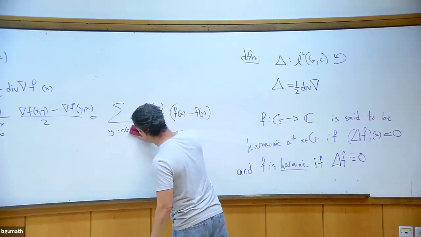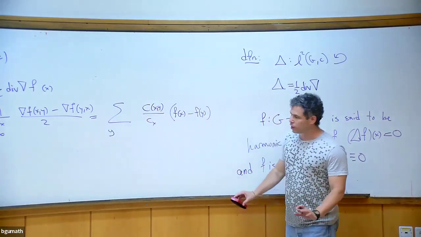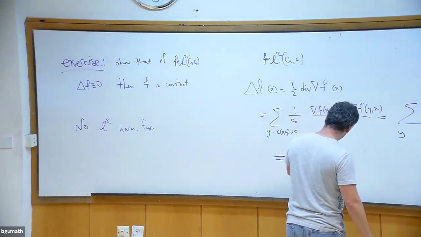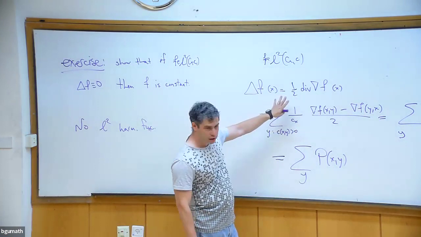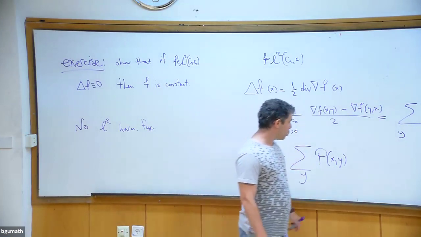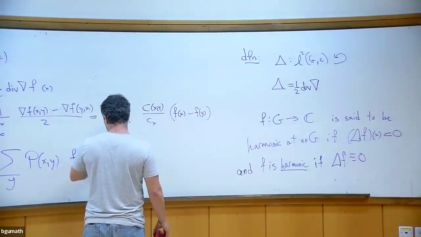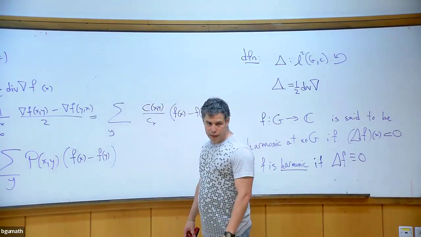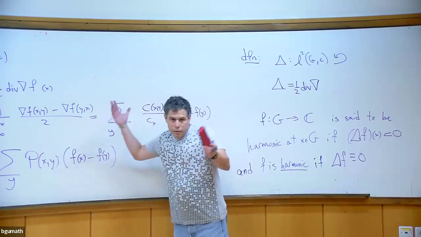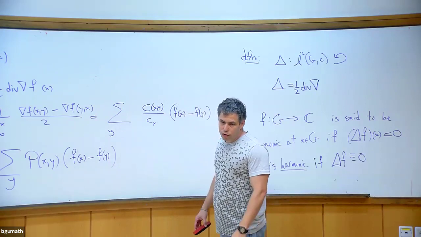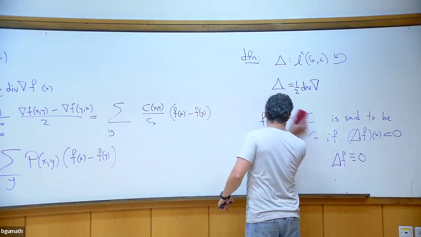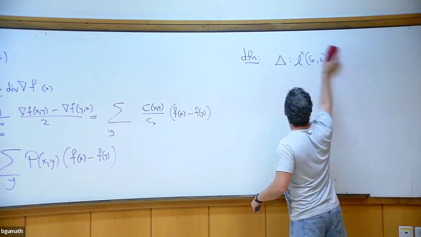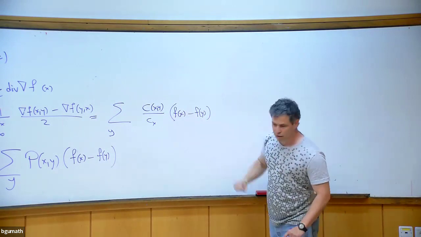Now, I can remove the condition c_xy positive because if it's 0, it just kills the term. I'm just summing over all y. What is this? It's the sum over all y of p_xy, the p coming from the transition matrix of the random walk, times f of x minus f of y. This is true for an L2 function. Now, this might not converge; these are complex numbers. But if it does converge, then we can extend the definition of a harmonic function, and we see what the Laplacian does at every point.